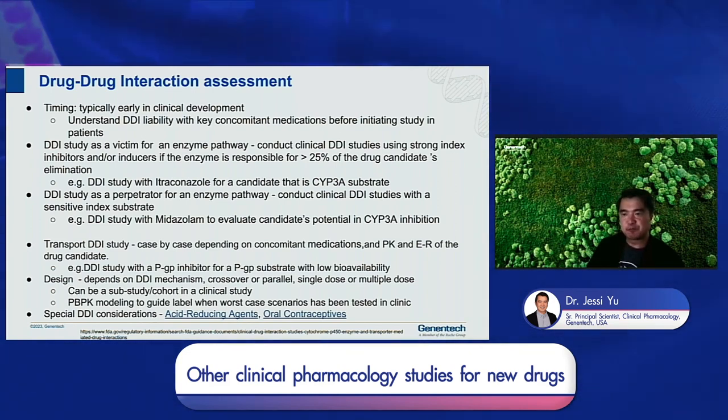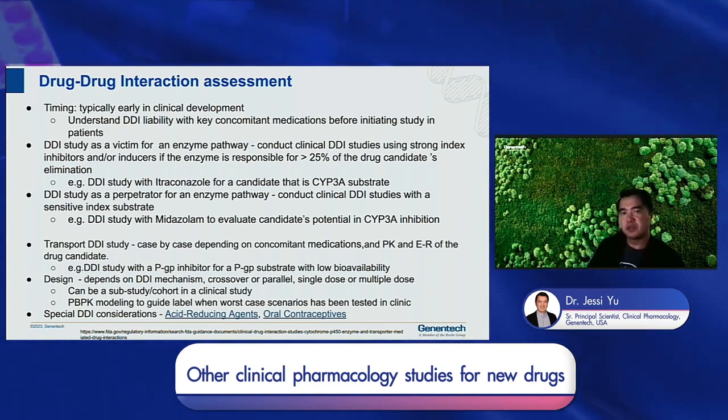And then for the perpetrator studies, typically if the preclinical information suggests that the drug is a potential inhibitor of a certain enzyme in humans, then you want to do a DDI study using a sensitive index substrate. In this case, for CYP3A, typically you want to do DDI studies with midazolam, which is a sensitive CYP3A substrate. And sometimes you may also need to do a DDI study related to the transporters.